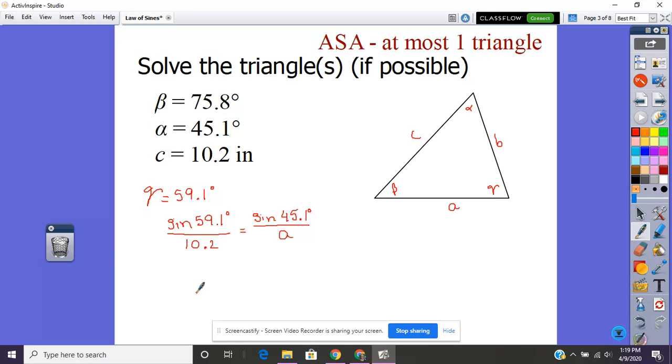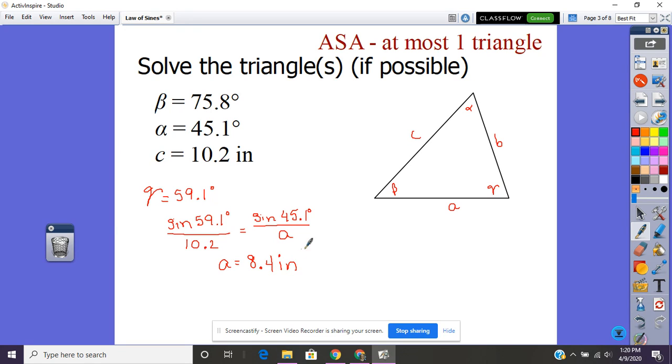And at this time, we'll just do some cross multiplying and then divide by the sine 59.1. Now, when you are typing this in the calculator, make sure your calculator mode is set to degrees. Otherwise, it will give you a wrong measure. Because if you're in radians, our angles here are not in radians. So like I said, cross multiply and divide. We're going to end up with A equaling 8.4. I'm going to stick with one decimal because that's what we have up there. And these are in inches.